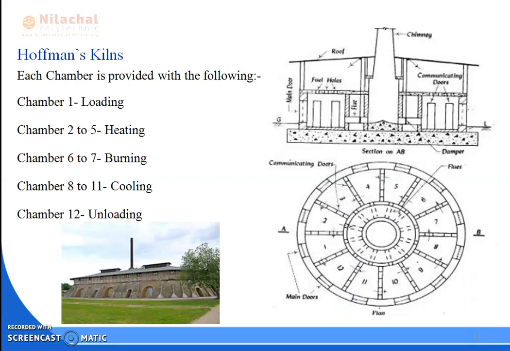Next is the Hoffman kiln. You can see the diagram here. The Hoffman kiln is circular in shape, and there are 12 chambers. In chamber 1, we load the bricks. In chambers 2 to 5, we heat the bricks, and in chambers 6 to 7, we burn the bricks. After that, in chambers 8 to 11, we cool the bricks. After that, in chamber 12, we unload the bricks. This is the Hoffman kiln. We have read about that.